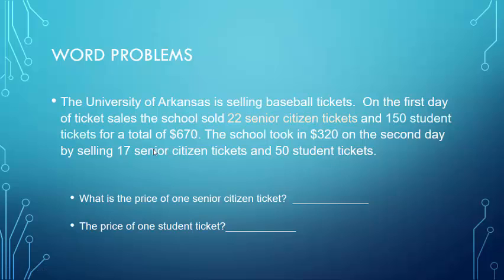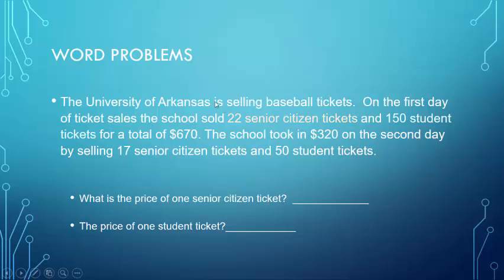Alright, here I have a word problem, so go ahead and pause the video. You can read it. Try to set up a couple of equations and try to solve those. Once you've taken a little bit of time doing that, we want to notice a couple things. I'm asked here to find the price of a senior citizen ticket and the price of a student ticket. And I'm given some information.